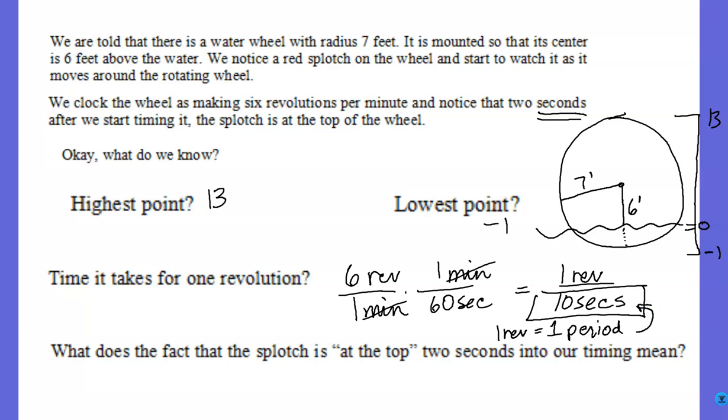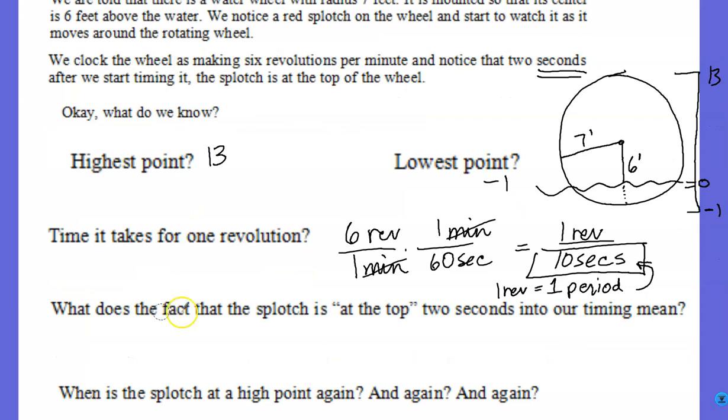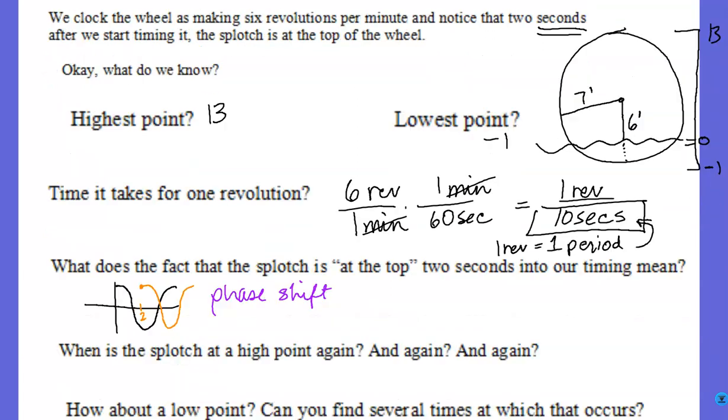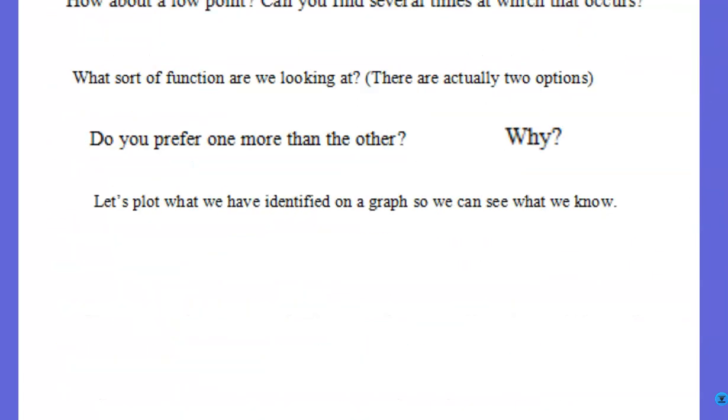Okay, and then this last part is telling us how long it takes for the splotch to get to the top. So this is like our phase shift, guys. Normally, remember, a cosine graph, for example, would start at the top and work its way back out, but we don't start at the top. Our graph isn't at the top. We're not at the top of our water wheel until 2 seconds. So what would this be if you had to move your graph over so that it actually started at the top at 2 seconds? That would be affecting what? The phase shift. Okay. So we're starting to get a feel for what's happening. And then we're going to look at when the splotch reaches this high point again and again. Okay, so let's look at a graph.